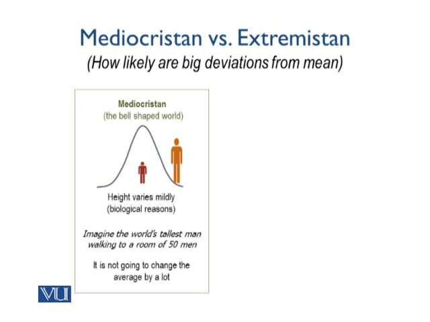Such a world would be called a world of mild randomness. Most of the values would be close to the central value, and you would not have an extreme value which is, say, 100 times or 1,000 times the central value. Such a world is typical of Mediocristan, or the world of mild randomness.